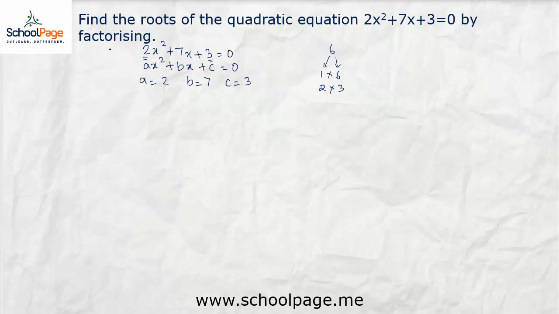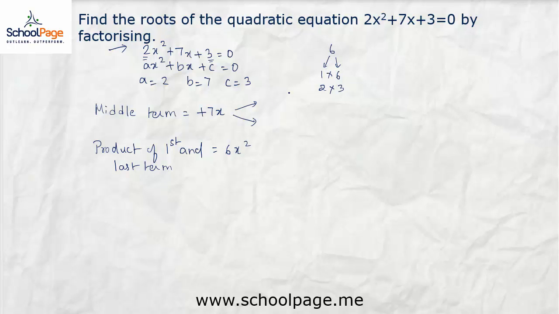Now let us go back to our equation and write the middle term of our equation. The middle term of our equation is plus 7x. Let us also write the product of first and last term. The product of the first and the last term is 3 into 2x square, so it is 6x square. Now we split the middle term and write it as two terms. For this, we have to look at the factor pairs of 6, which we have already found.